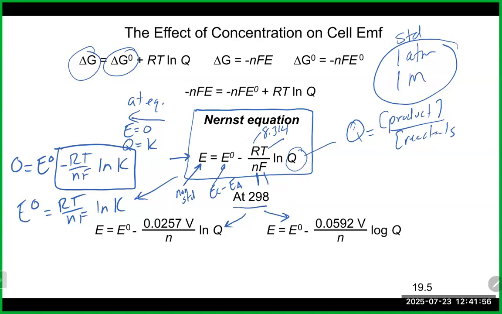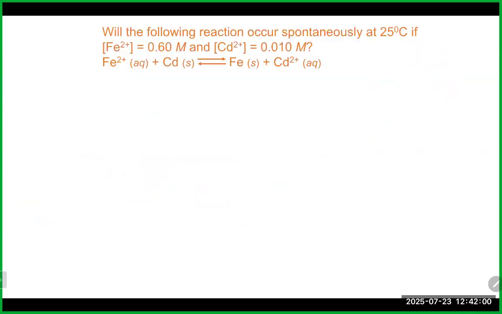All right, so let's take a look at one here and see how it all works. Will the following reaction occur spontaneously at 25 degrees if you have an iron 2 concentration of 0.6 and a cadmium concentration of 0.01 molar? And again, there's some SRP values. So take a few moments there, calculate it up, and see what you get.